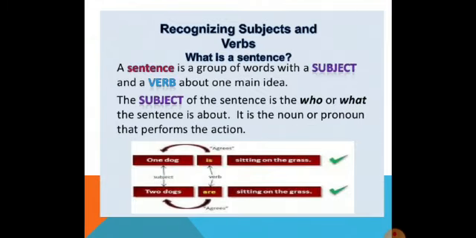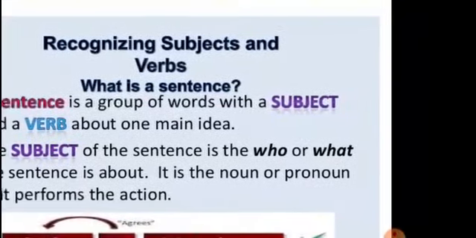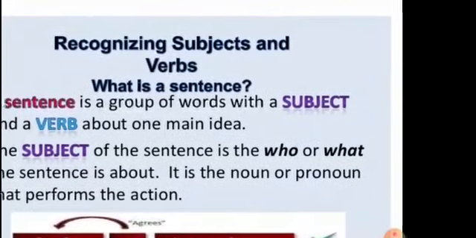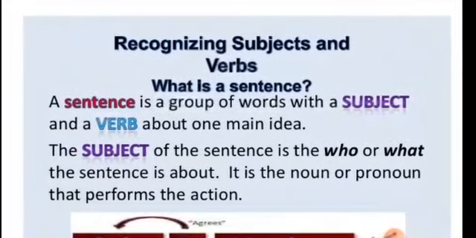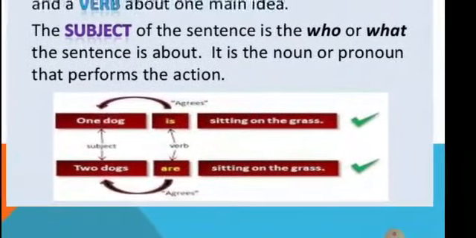How come? Now, a sentence. What's a sentence? When I say that your sentence is a complete sentence, not, for example, a fragment, which is missing something, it means that a sentence is a group of words with a subject and a verb about a main idea. So the subject of the sentence is the doer of the action. When you ask yourself, who did this? What am I talking about here? It means that it's a noun or pronoun that performs the action.